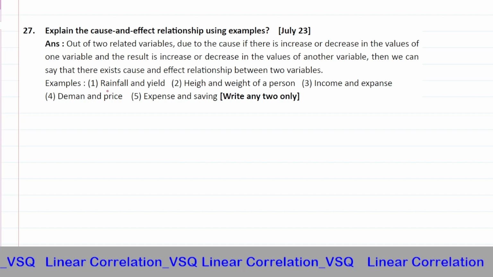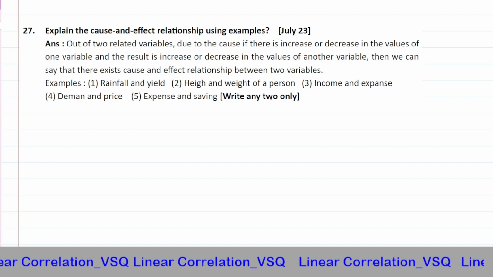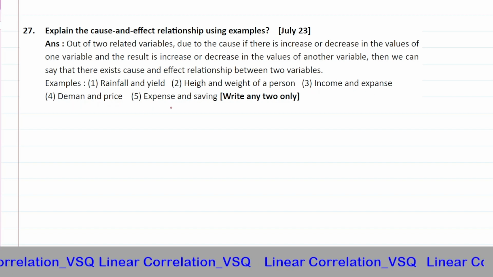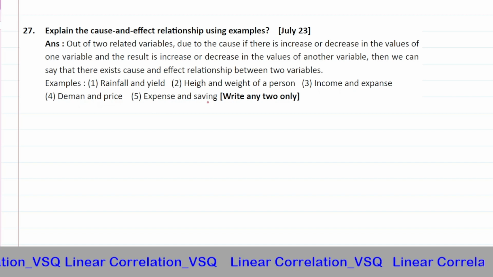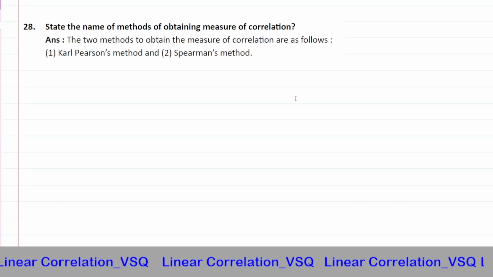Some examples are given: rainfall and yield, height and weight of a person, income and expenditure, demand and price, expense and saving. Besides this, you can also write other examples. Question number 28.